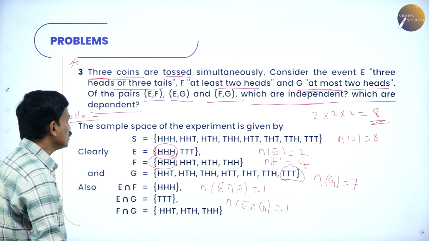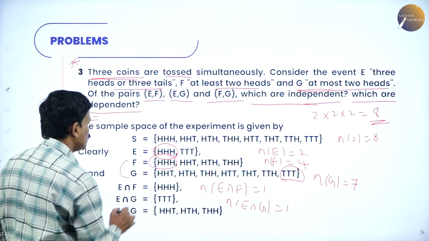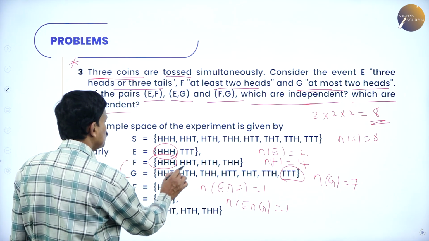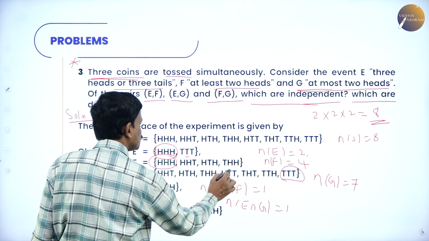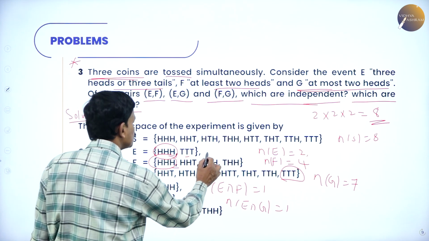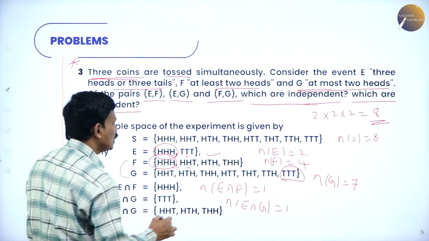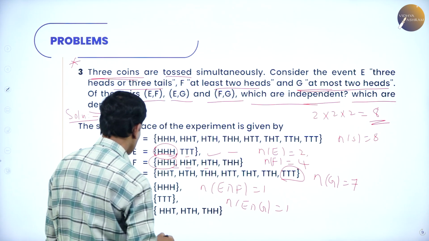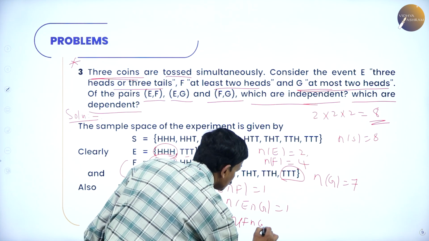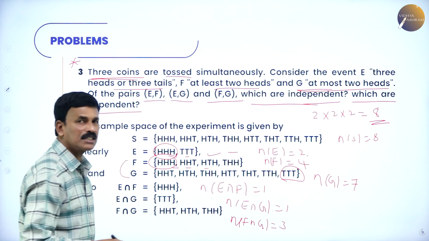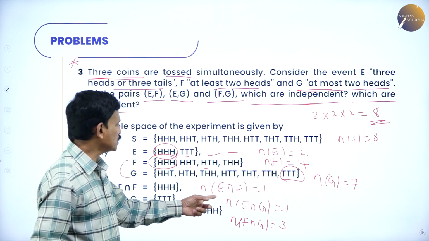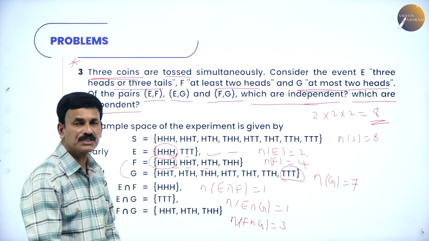Next, F and G. What are the common events between F and G? That is HHT, the first one, HTH, the second one, and THH. This is the common. So therefore, N of F intersection G is equal to 3. So these are the values of N of E, N of F, N of G, N of E intersection F, N of E intersection G, and N of F intersection G.